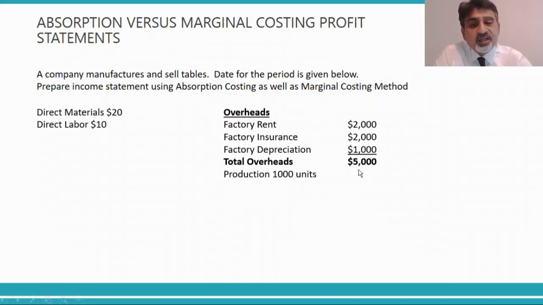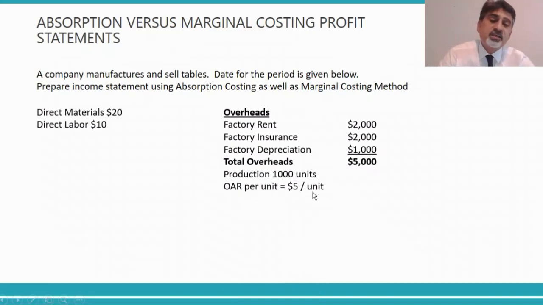So here we can calculate our OAR. If you remember from the previous chapter, we said overhead absorption rate. Overhead absorption rate was your budgeted overheads divided by budgeted activity. So $5,000 divided by 1,000 units is $5 per unit. So it means that in each table, $5 is fixed overhead. So we add it here. Overhead cost is $5 per unit.